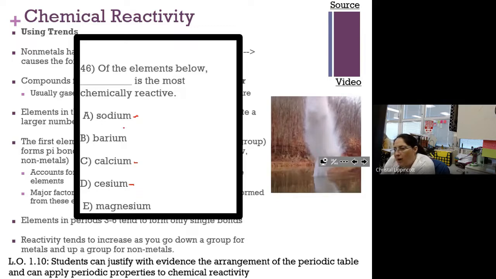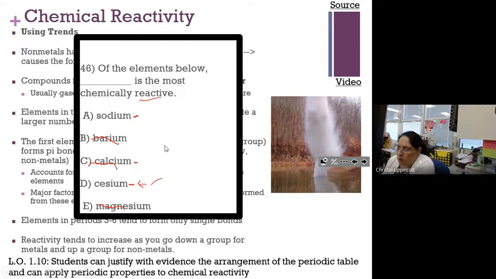Okay, so we've isolated it down to these 3. Now we need to figure out of these 3 what it is. Well, this has more electron shielding than the other. Actually, this is in column 2 too, so that one's out as well. So it's just between sodium and cesium. And this one has more electron shielding, so it's going to be easier to pull that electron off, making it more chemically reactive.